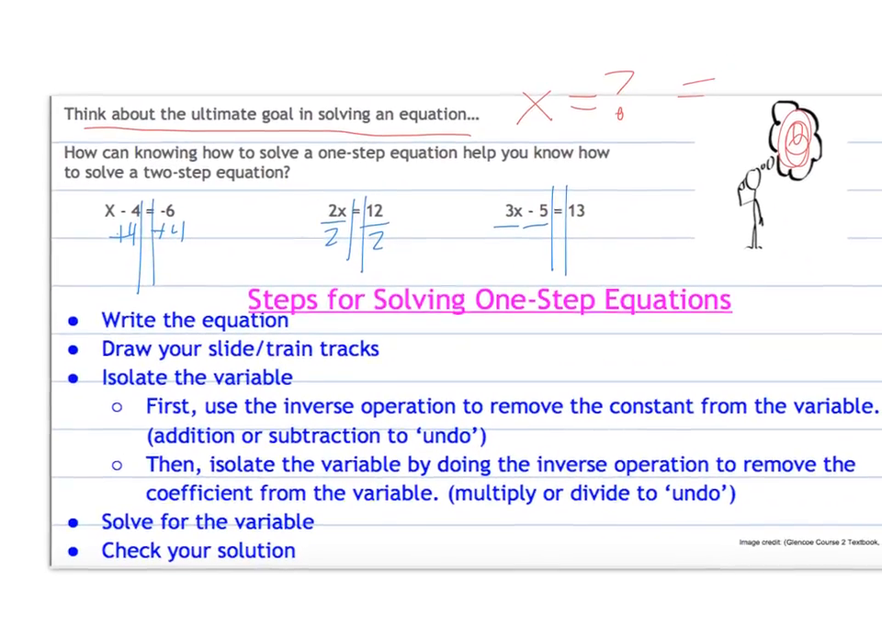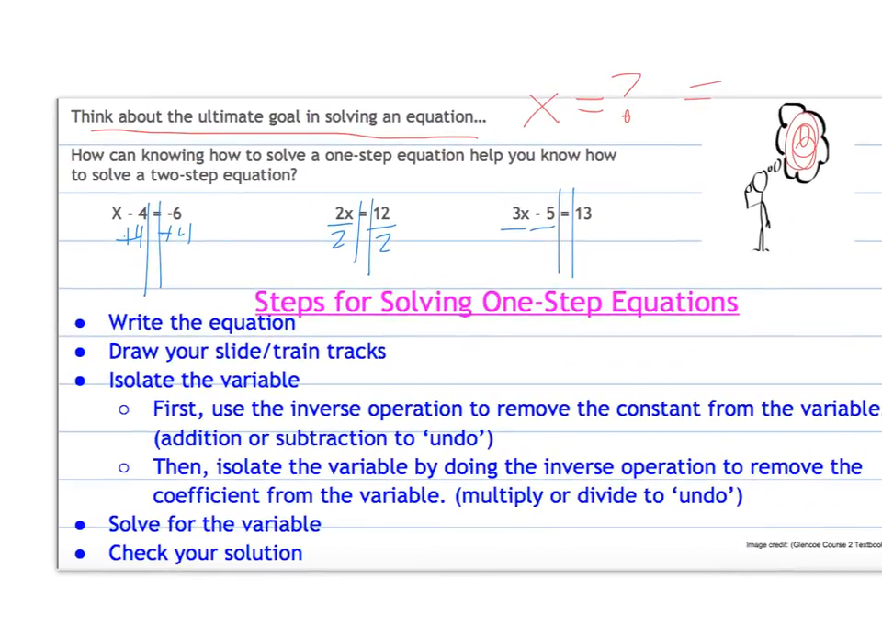Here are your steps, and I believe this should say two-step. Sorry about that. First, again, you're going to write the equation. You're going to draw your slide or train tracks. Your job is to isolate the variable. This time, though, there might be 2 steps involved. Okay? So first, use the inverse operation to remove the constant from the variable.